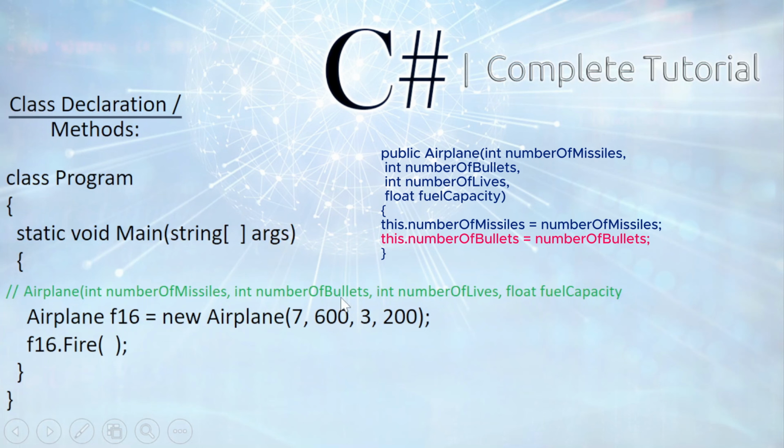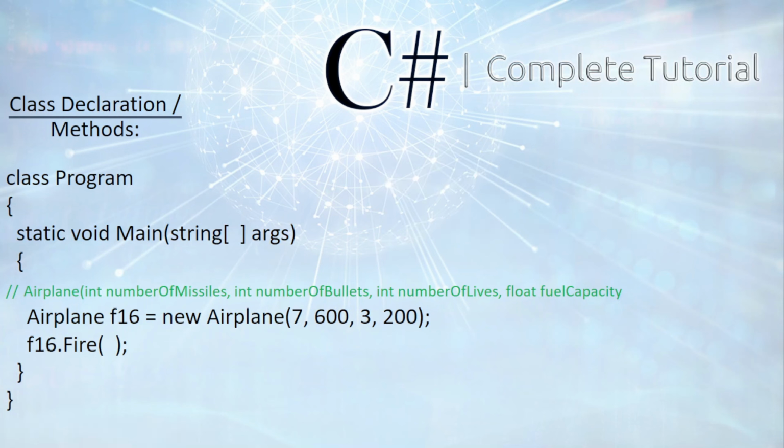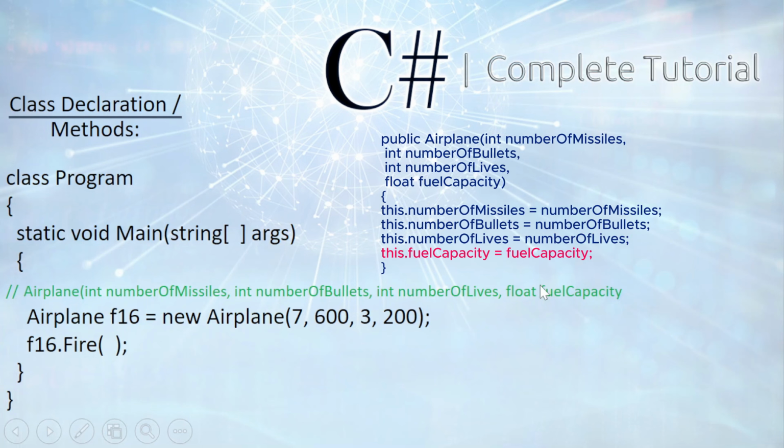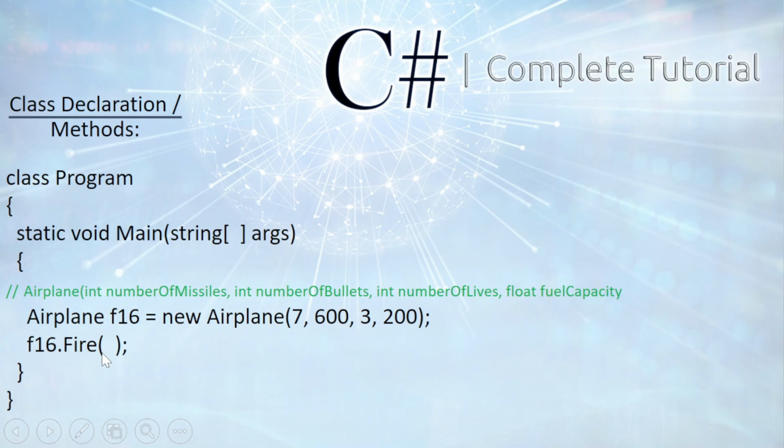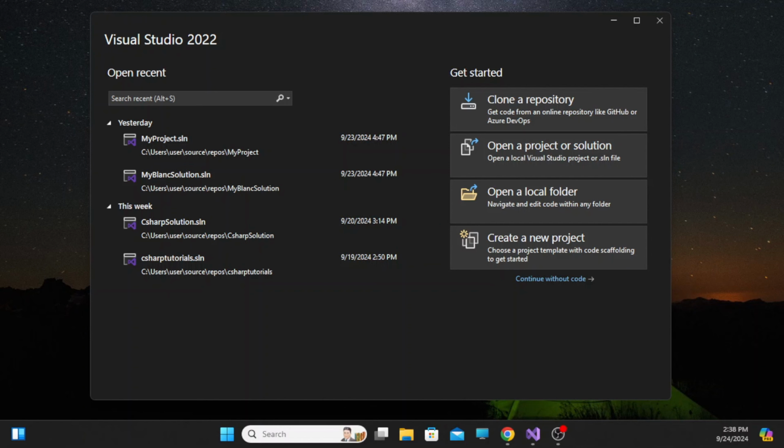So here, when it takes 600, it will assign it inside the class to the number of bullets declared inside the class, which is the actual property of the class itself. Number of lives 3, float fuel capacity 200. And here we are calling the fire procedure, F16.fire. So let's practice with classes.